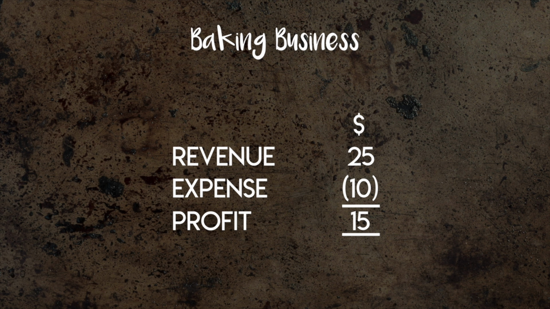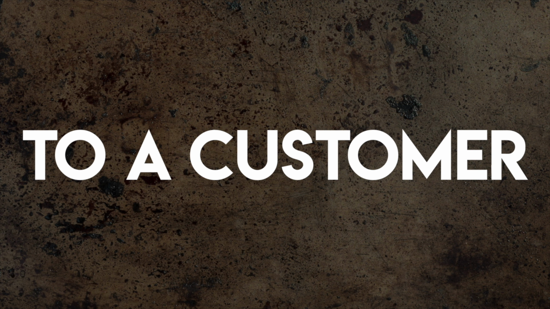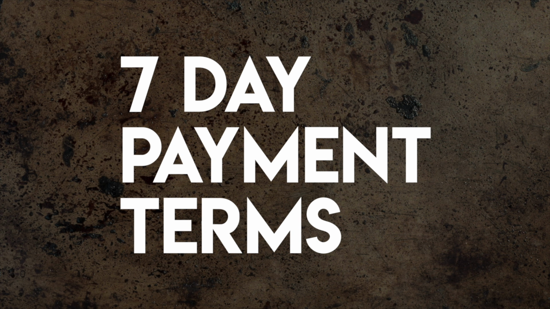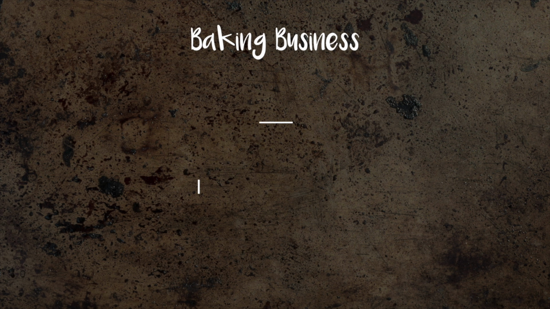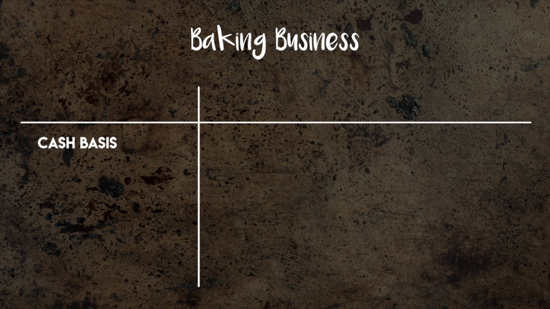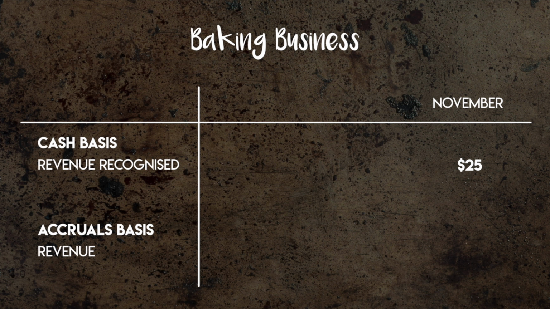Now, let's imagine a scenario where we sell a cake to a customer on the 25th of October. The customer has 7-day payment terms, so we don't receive the cash until the 1st of November. Under the cash basis of accounting, the revenue would be recognized on the 1st of November because that's when we receive the cash. However, under the accruals basis of accounting, the revenue would be recognized on the 25th of October because that's when the substance of the transaction occurred. That's when we physically handed over the cake to the customer.